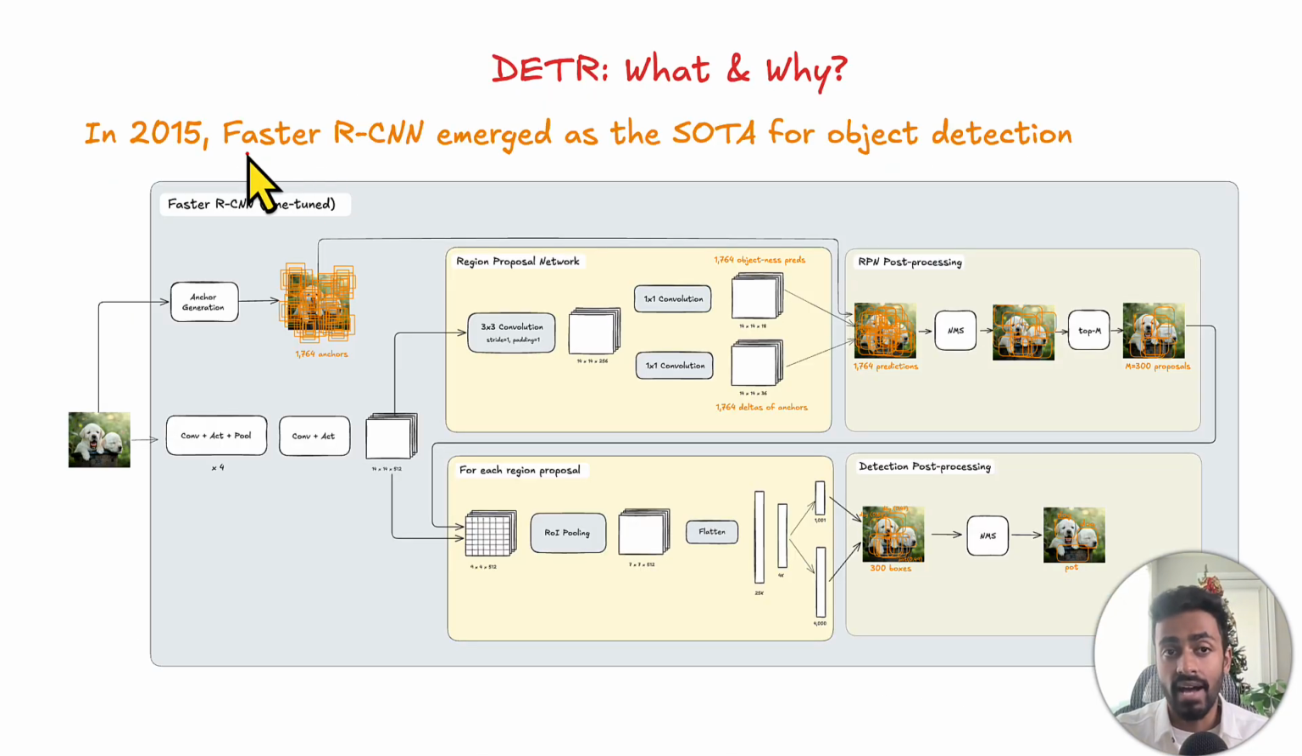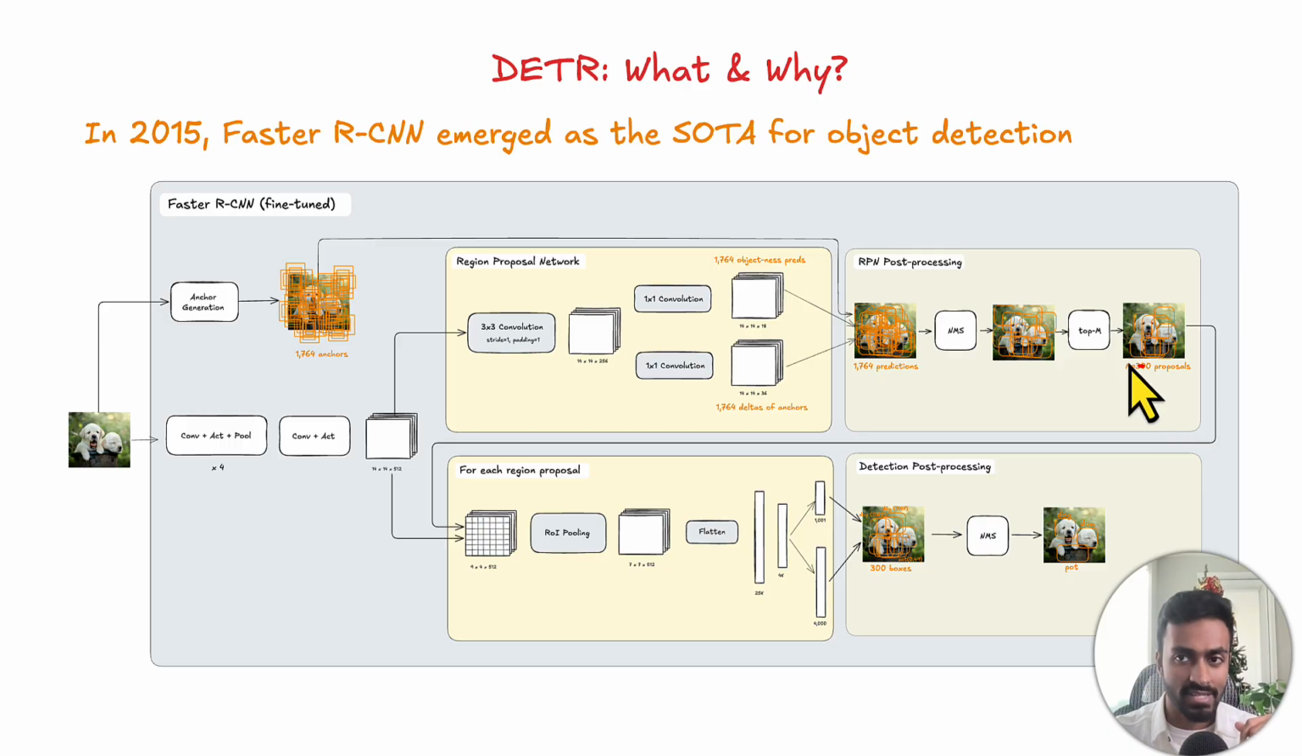In 2015, Faster RCNN emerged as the state-of-the-art for object detection, and it looked something like this, where we would take an image and generate anchors. These are basically prior bounding boxes where we determine different aspect ratios and sizes for thousands of squares over here. And then we slightly adjust each of these to get predictions of whether they actually encapsulate objects. Then we perform non-maximum suppression to remove overlapping bounding boxes to eventually get a set of bounding box object proposals, or region proposals. These are where objects can be present.